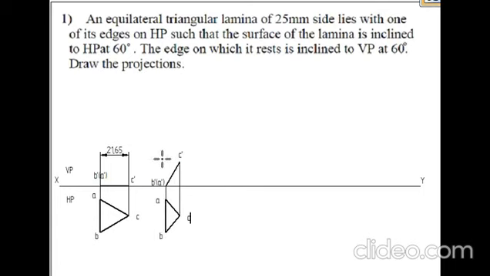And whatever we mention in the VP plane will be in A dash, B dash, C dash. So we have represented the first position, the second position, and finally we have to represent the third position. That will be obtained.